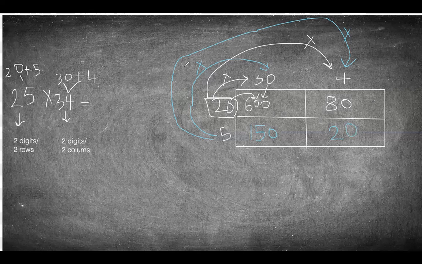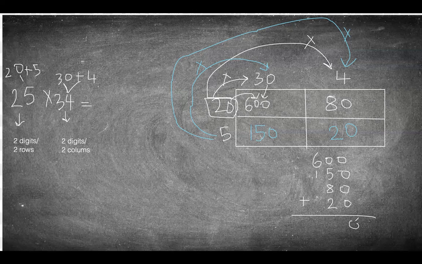Okay. After I'm done, I'm going to take everything again inside the box, and I'm going to list it from greatest to least and add them. So the first one I have is actually 600. So I'm going to put 600 plus the next greatest number, 150. Then I have the 80. Then the smallest number, the least number, is 20. And I'm just going to simply add.